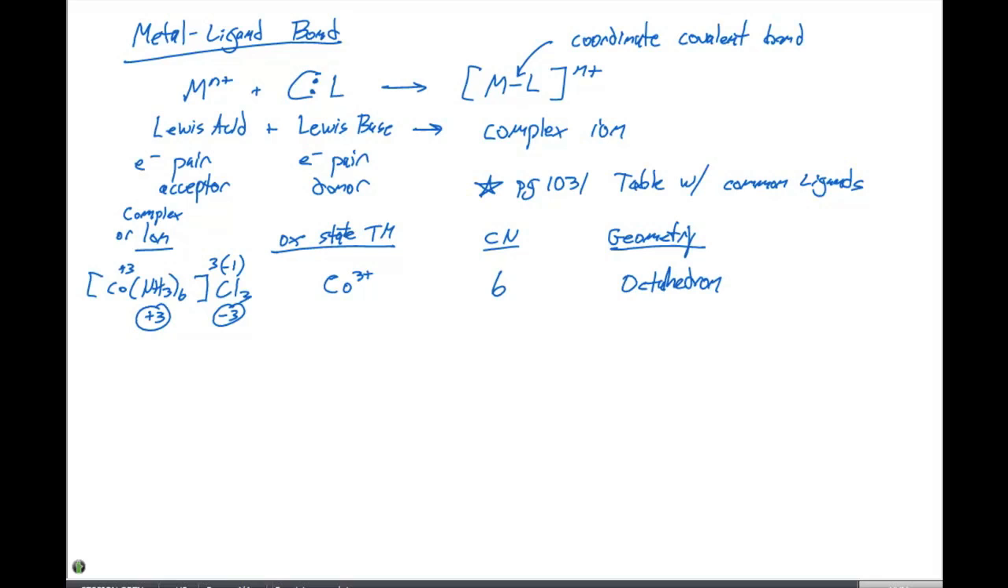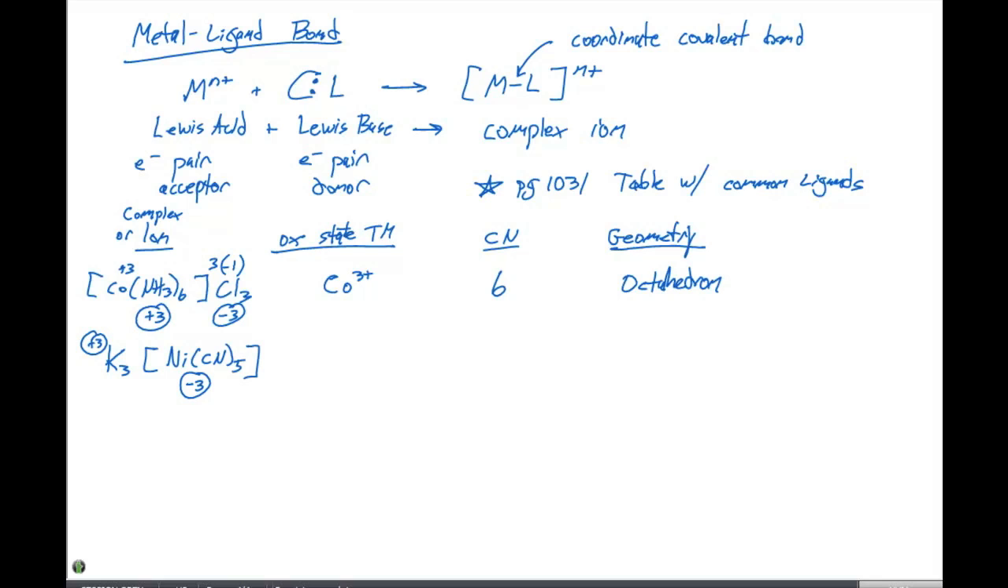So this is the thought process that you need to go through to determine each of these. Another example would be K3, and inside brackets we have NiCN5. In this particular case, the potassium is a +1 charge. There's 3 of them. So that means that the potassium is going to give an overall +3 charge to this complex. Inside the brackets, this NiCN5 has to have a total charge of -3.